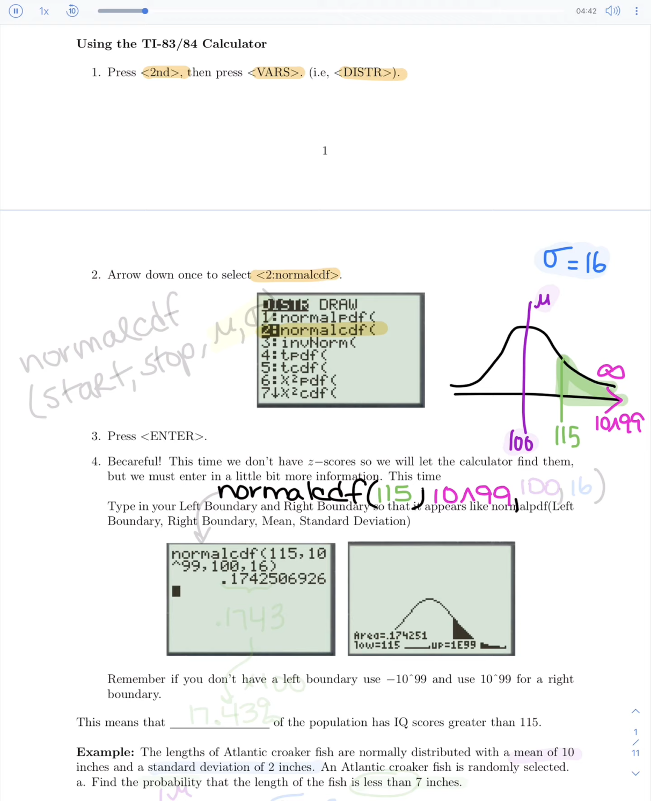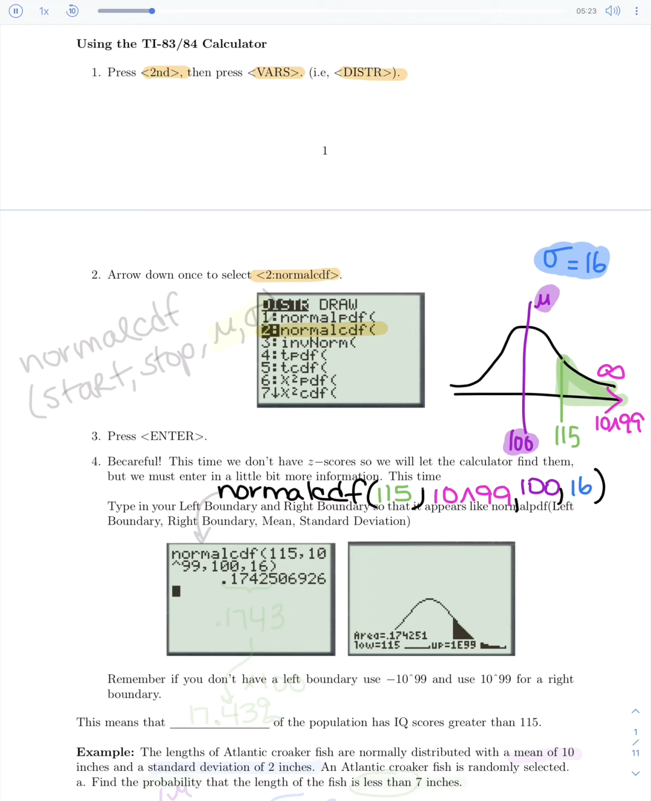But because we do not have a z-value, that 115 is just an ordinary value, not a z-value, we have to give it two extra pieces of information. The first thing that we have to give it is always the mean, which according to this problem was 100. So we'll give it that piece of information first. Comma, then the second piece of information they want is our standard deviation, which was 16. And that will go in last.